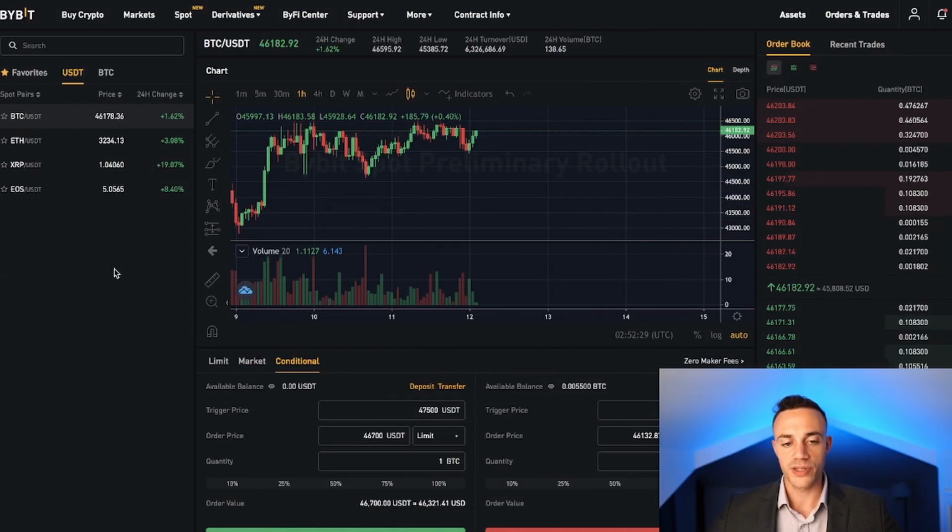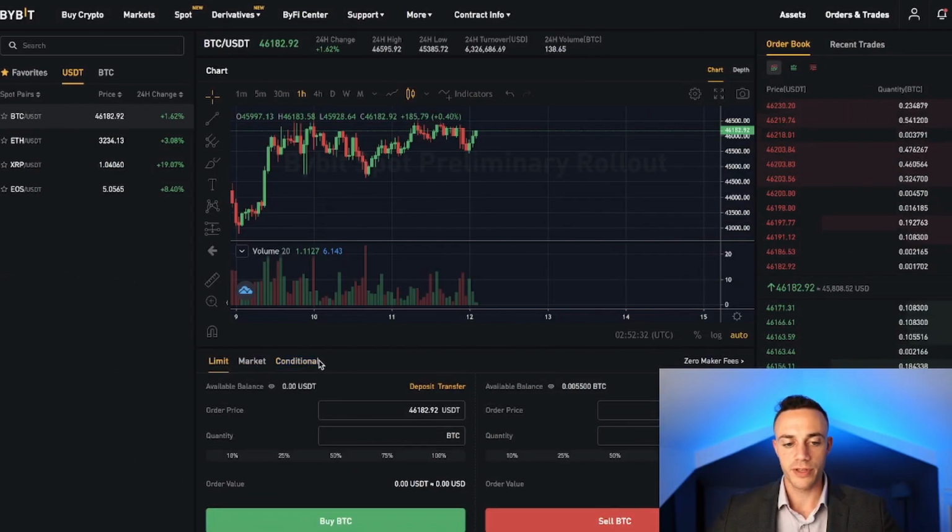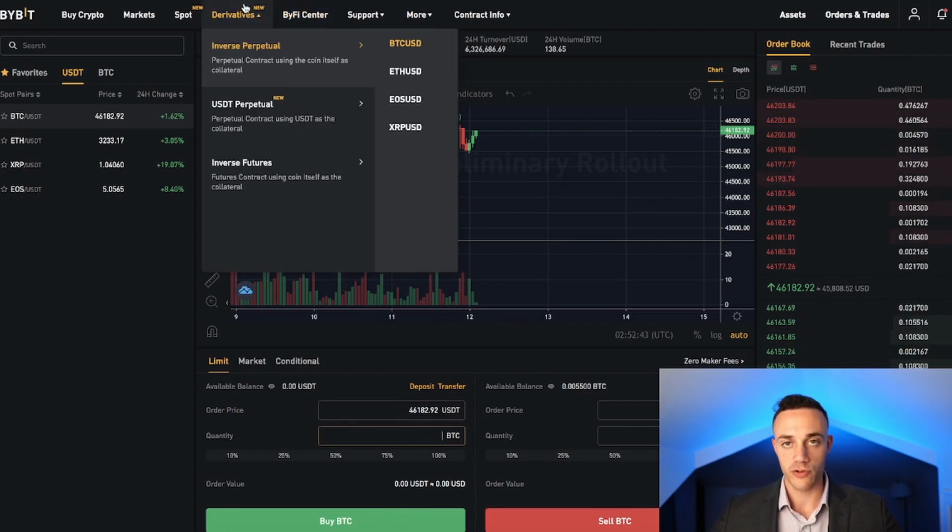So that is how you use the spot exchange on Bybit. It's really very simple. If you want to go long or short, you put in the price level that you want to go long or short, you put in the quantity, and you hit the buy or sell button. Now moving on, I'll show you how to trade futures, derivatives.